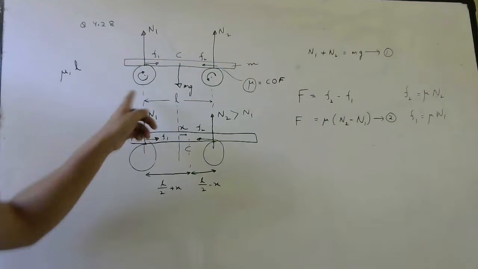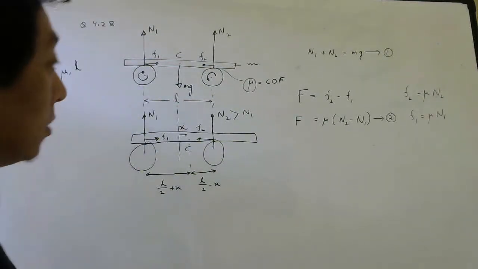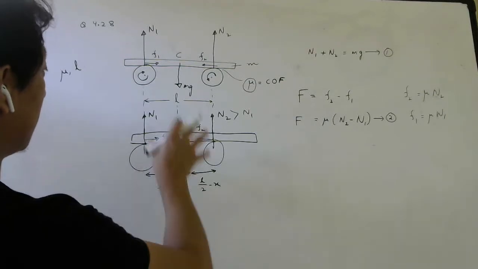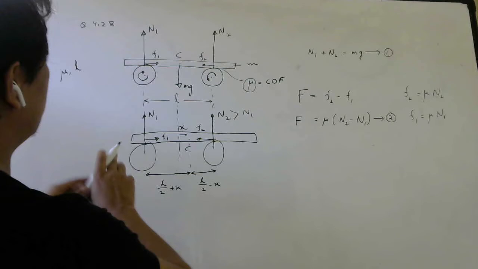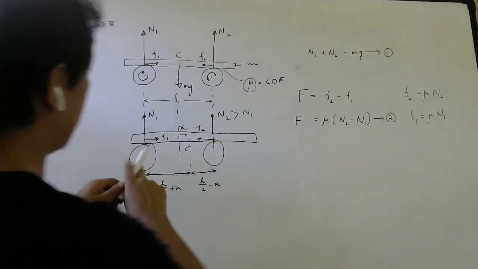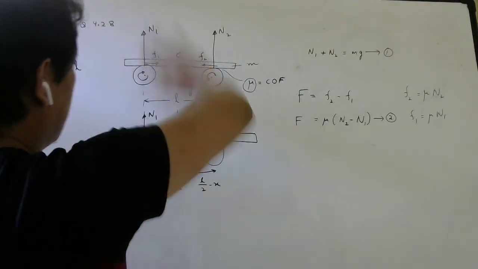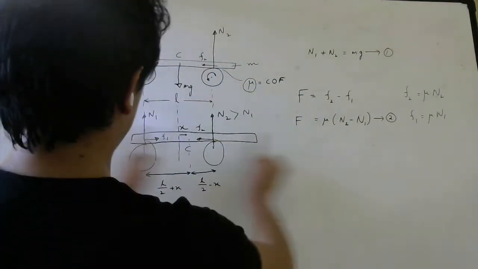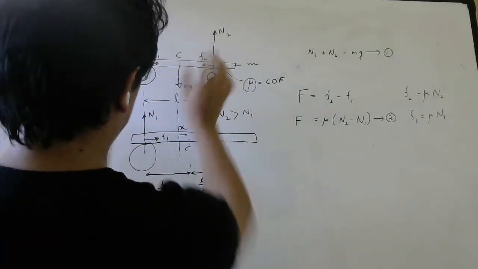L has not come. L was given. So the answer should come in terms of mu and L. L has not come till now. So now you also realize that for a system to be in equilibrium, net force should be zero, and net torque also should be zero. I know this plank is not in equilibrium, mind you. Vertically it is in equilibrium, so net force vertically is zero.